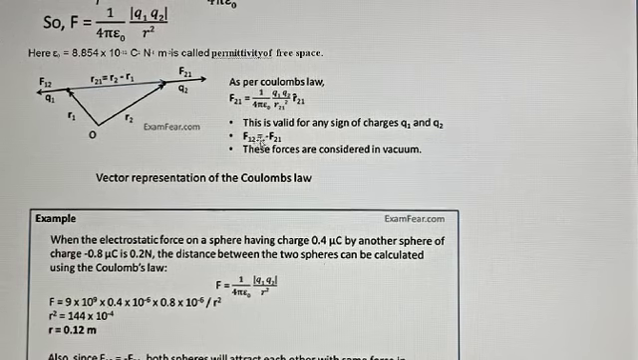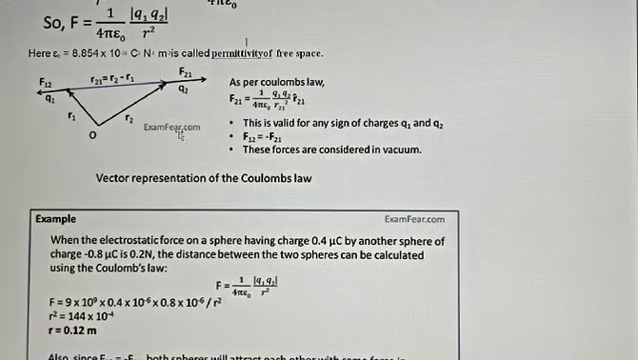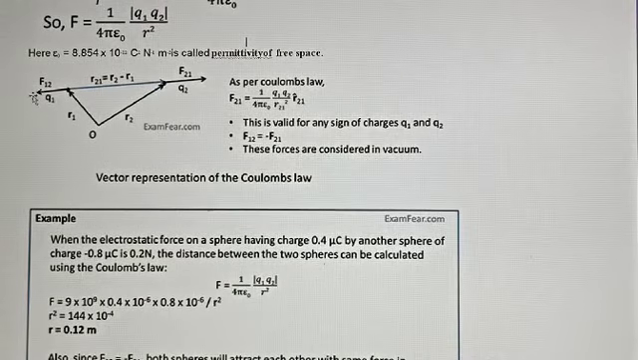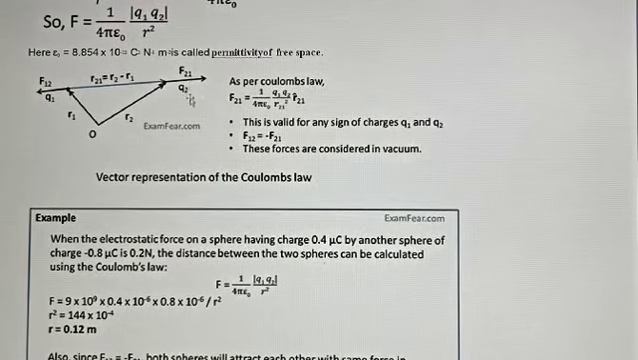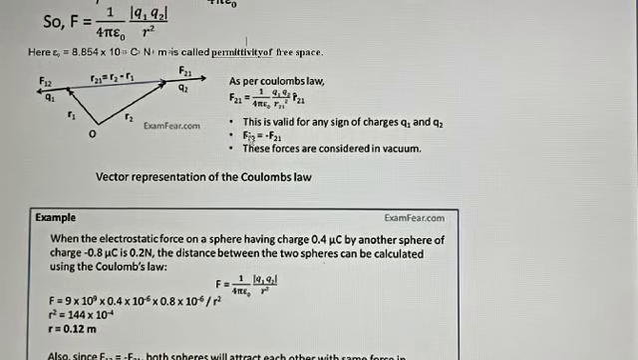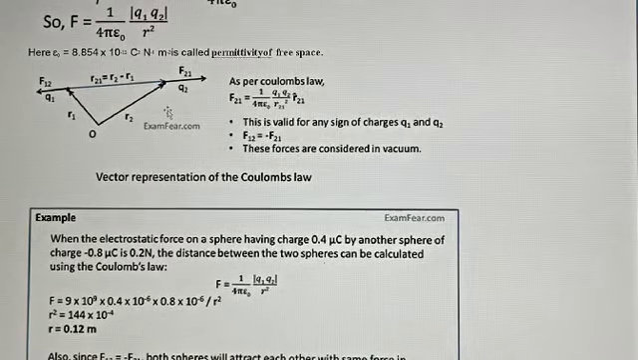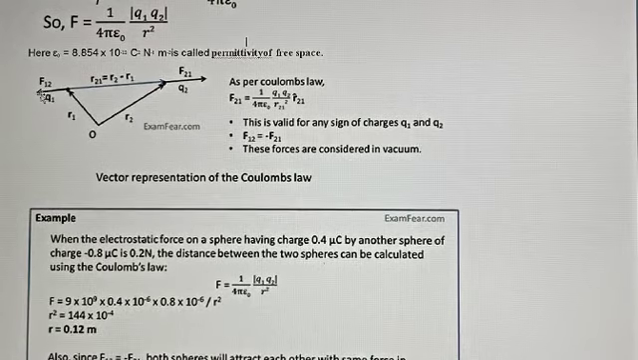Fine. So we can conclude that F12 is equal to minus F21, which is visible here in this diagram also. You can see F21 is exactly opposite to F12. Okay, and their magnitude, you see, magnitude of F12 is equal to magnitude of F21, but direction of F21 is exactly opposite to the direction of F12. This is what is the vector form of Coulomb's law.